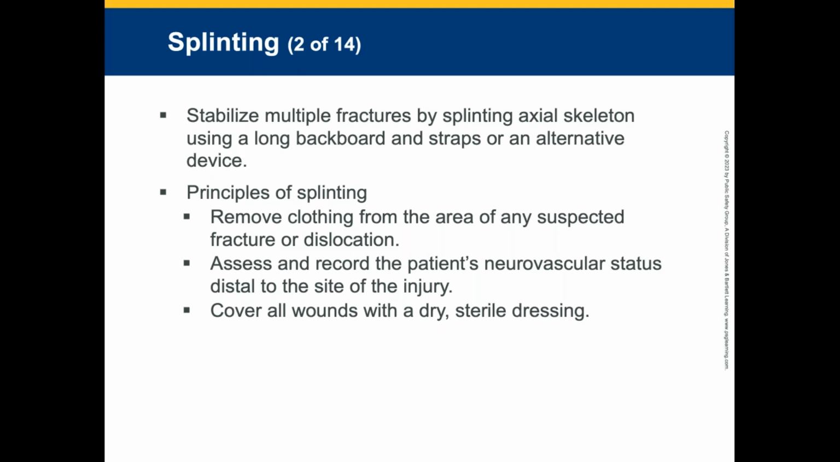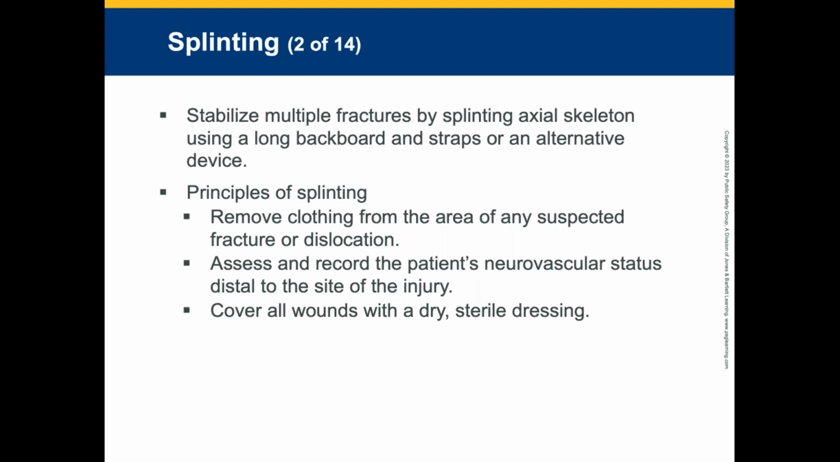Perfect. So the best way to stabilize multiple fractures in a critical condition is to splint the axial skeleton utilizing a longboard and straps or an alternative device. If you are utilizing the longboard as a stabilization tool for splinting, the patient can remain on the board if it's being used as a splinting device. If it's just being utilized for spinal motion restriction, then they need to come off. Right? But if you're using it to splint the legs or whatever it may be to hold it in place, that's perfectly fine. Just document why you're doing it.